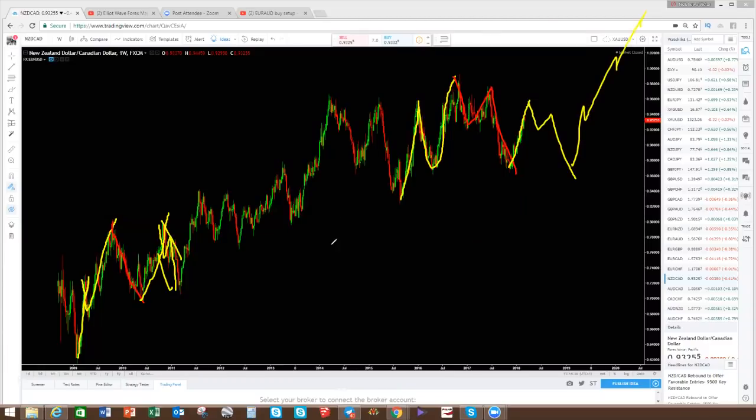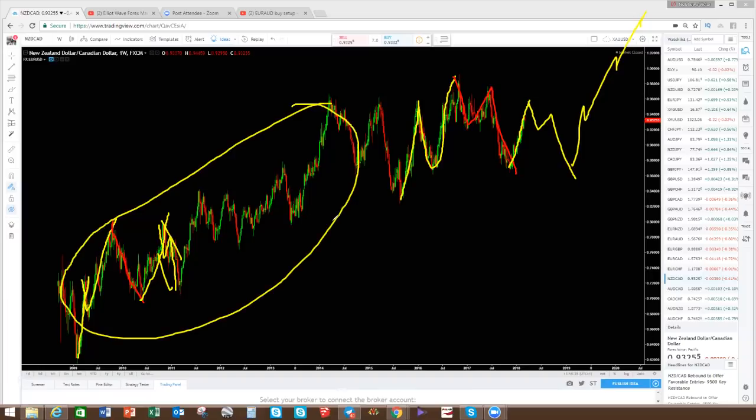Because overall, you're going to eventually get a move like this. But this structure is so complex that it's going to be very difficult for you to get entry points. But because we specialize in corrective structures like this, we're always going to be making money out of it.